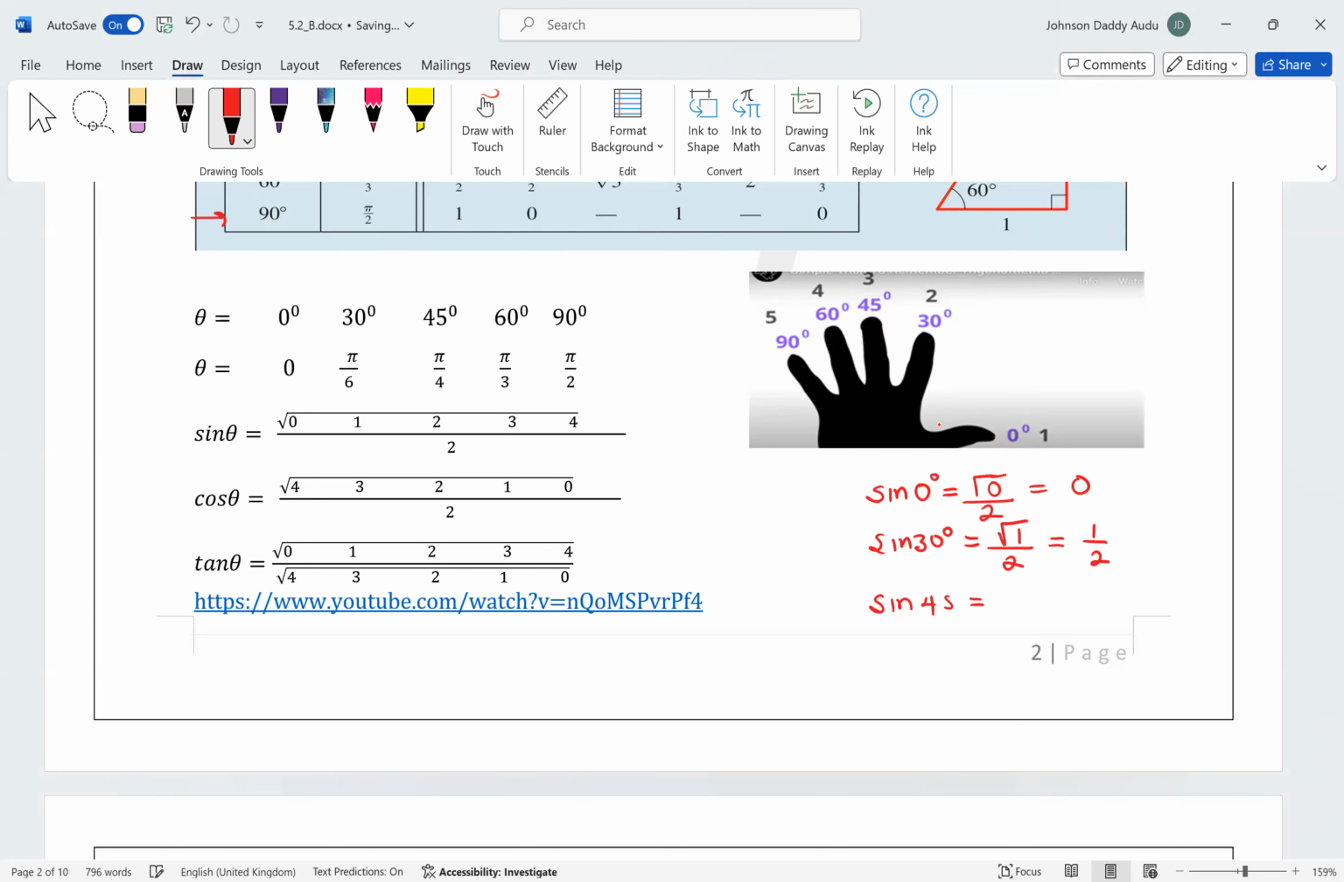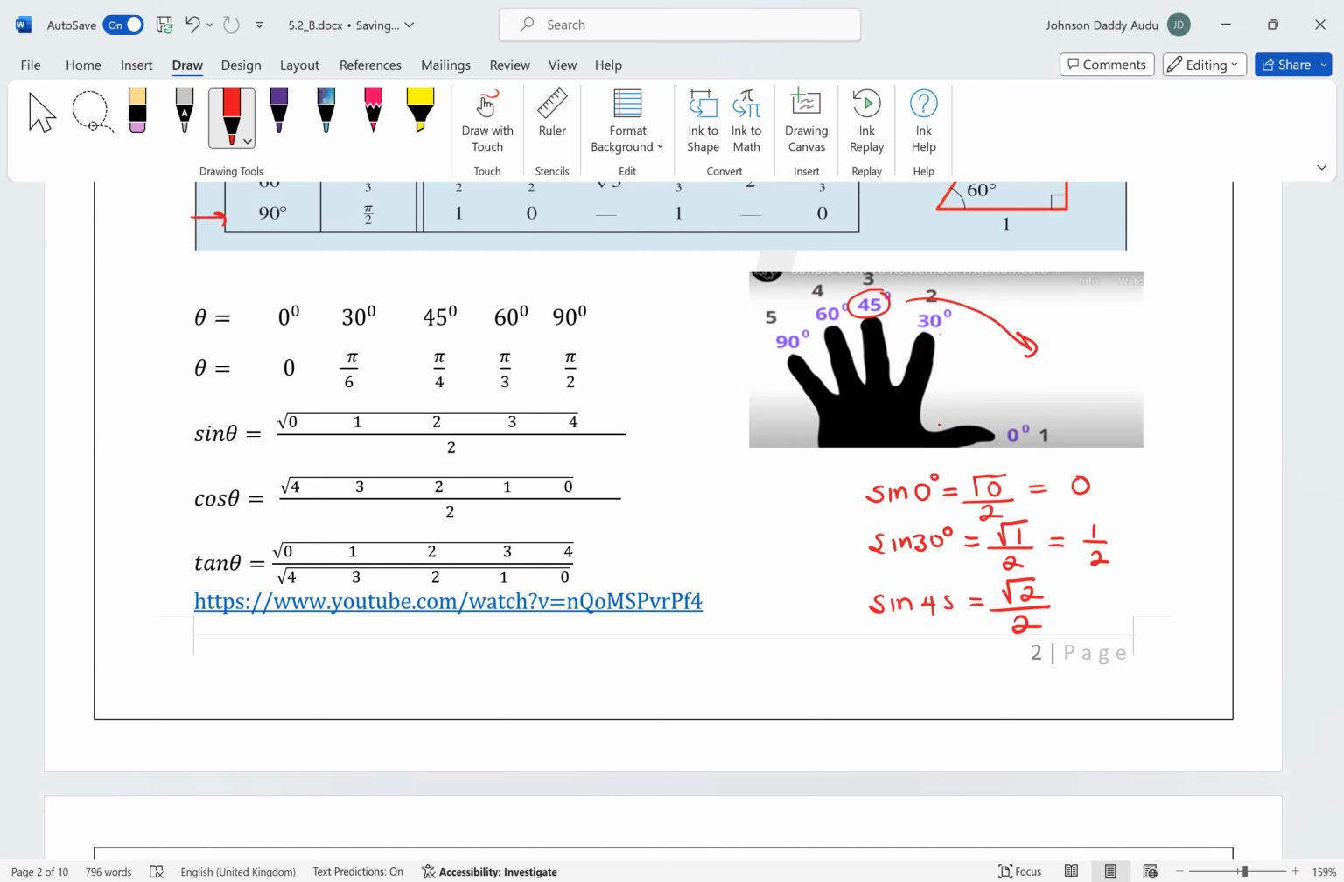Sine 45, this is 45, right? So we count how many fingers do we have? We have this one, we have 1 and 2. So remember, we're coming this way, 1 and 2. So it means we have 2 fingers. So you take the square root of that 2, then you divide by 2. So this is sine 45. Remember, sine 45 is 1 over root 2. But if you rationalize 1 over root 2, you get root 2 over 2. Okay? So this is how we go about it.